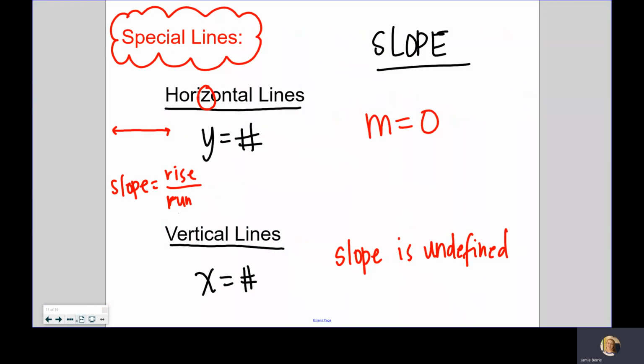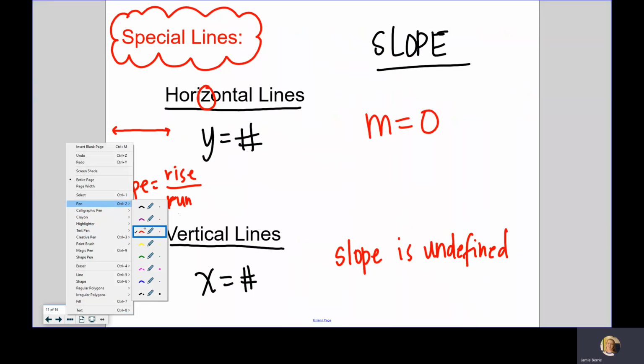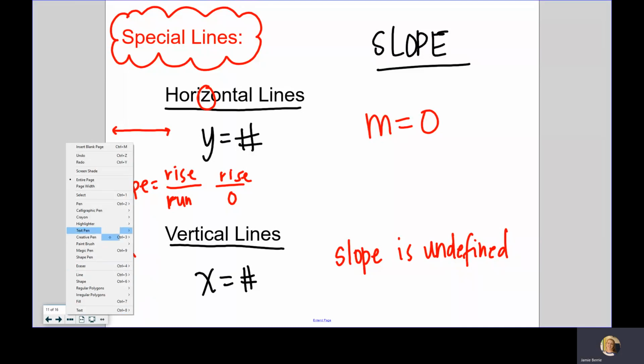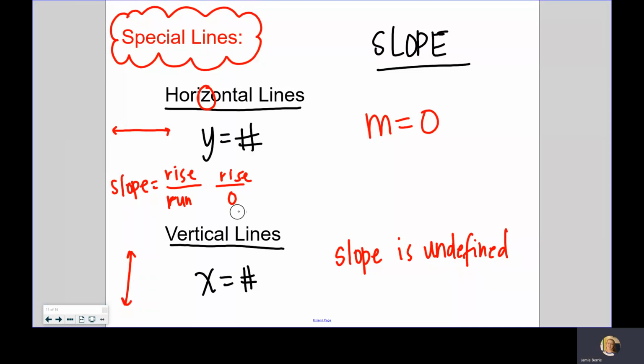And similarly for vertical lines, the slope is undefined because while the line is rising, it has no run. So the vertical line has no change in the x value. So that means that the denominator is 0. And we know that we're not allowed to divide by 0. That's undefined. So that's why the slope there is undefined, because you're dividing by 0, because there's no run. There's no change in the x values.